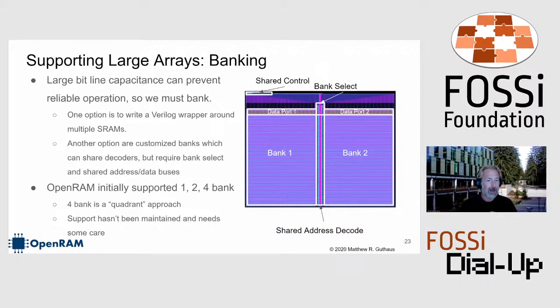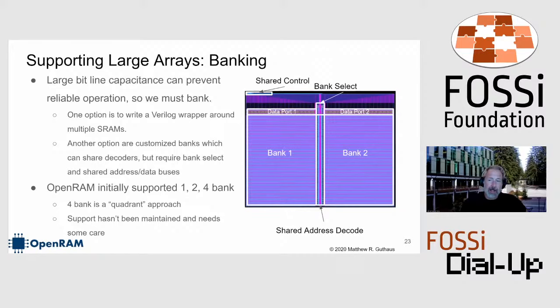In general, if you don't have banking in OpenRAM, what you can do is just have multiple instances of a memory and then write a Verilog wrapper around it to make big memories. The only thing you lose there is the shared address decoder. You don't share that anymore. Each memory would have its own address decoder. So it's not the end of the world, but it's a little less efficient when you have a big memory.